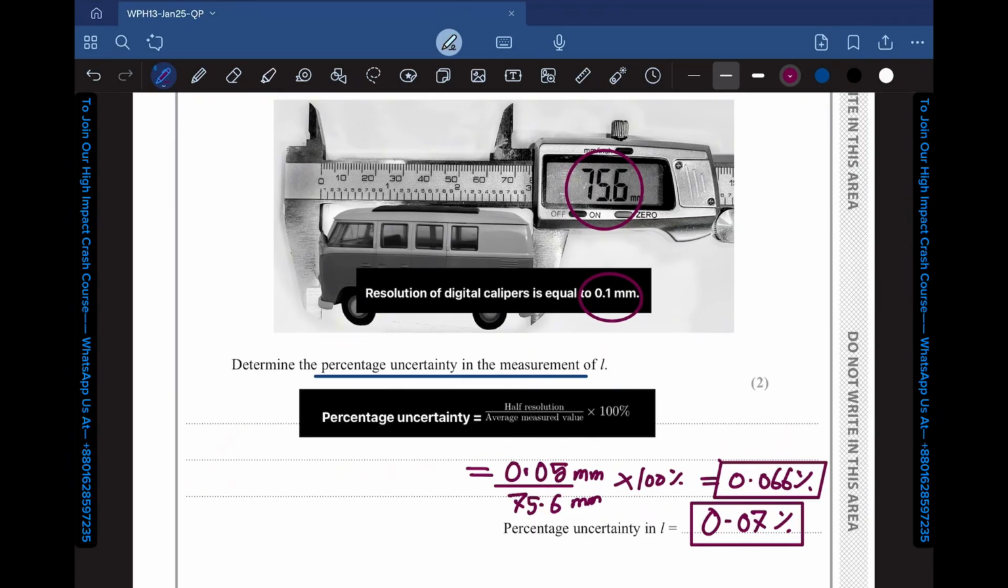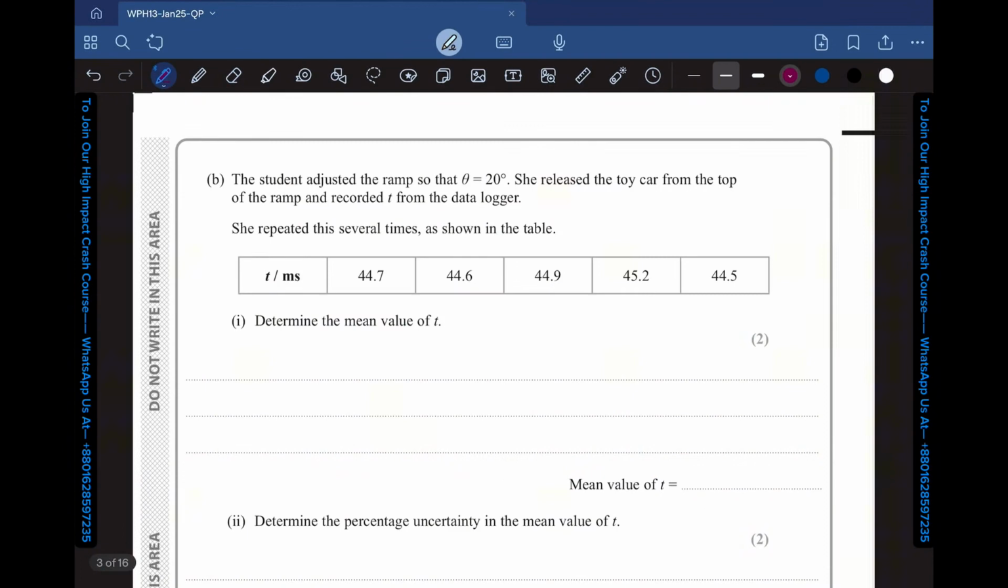All right, so now moving on to the next part, it says the student adjusted the ramp so that theta is equal to 20 degrees. She released the toy car from the top of the ramp and recorded T from the data logger. She repeated this several times as shown in the table. Determine the mean value of T.